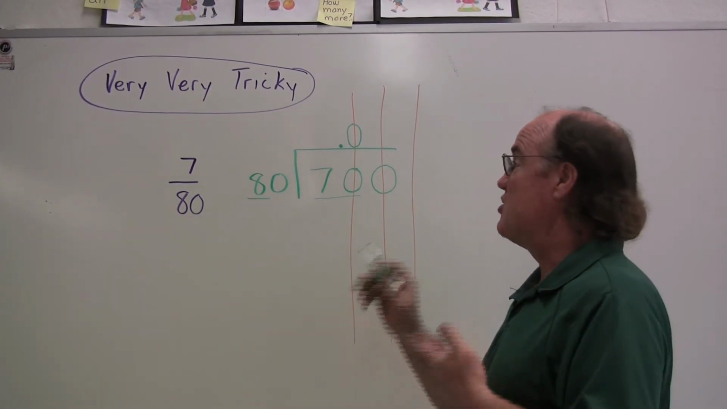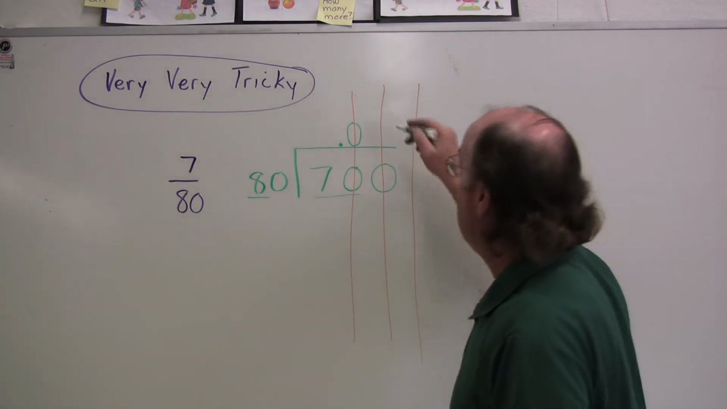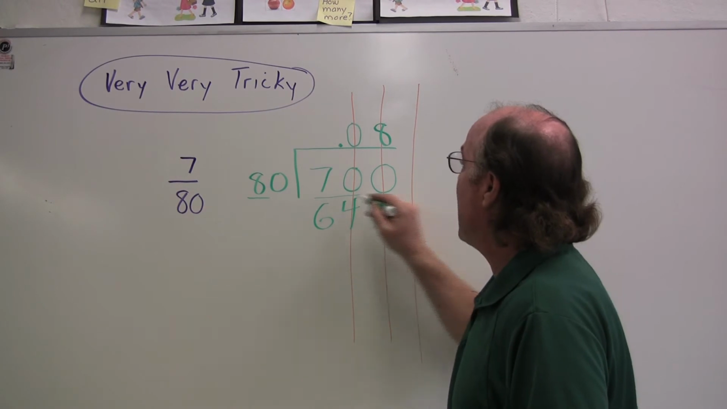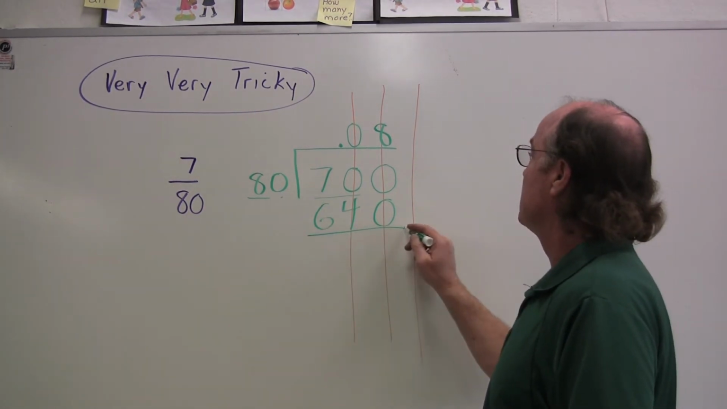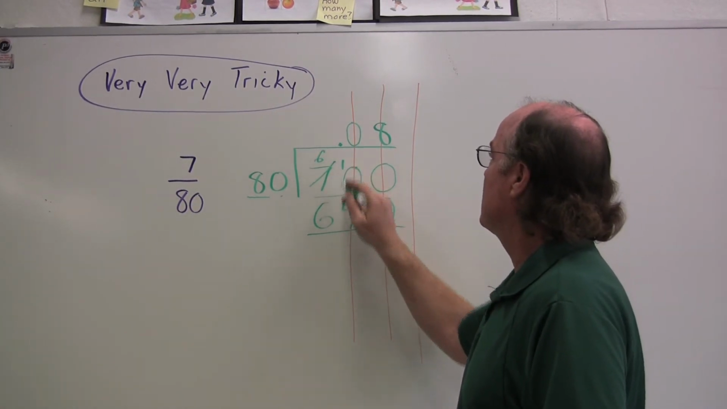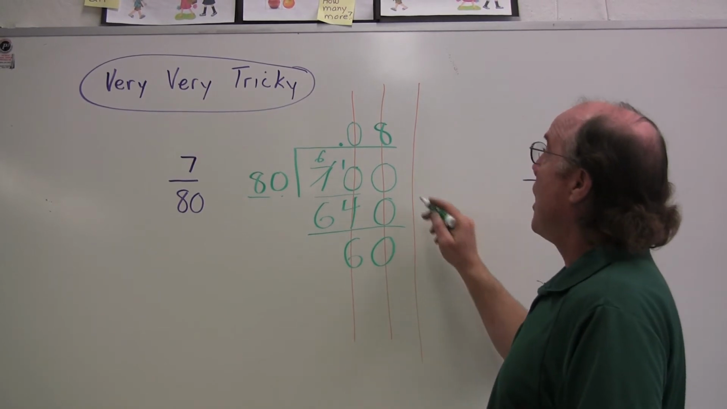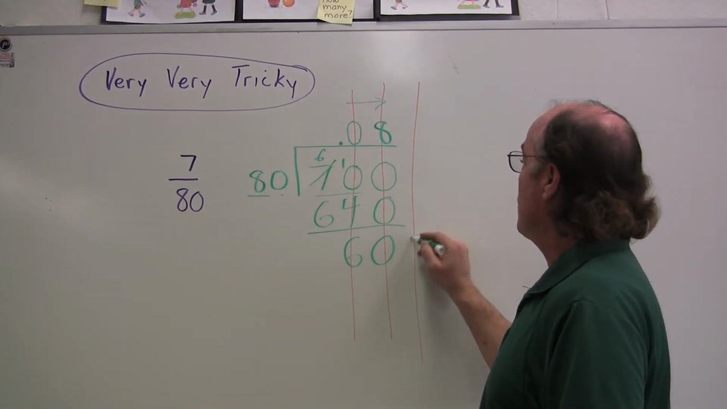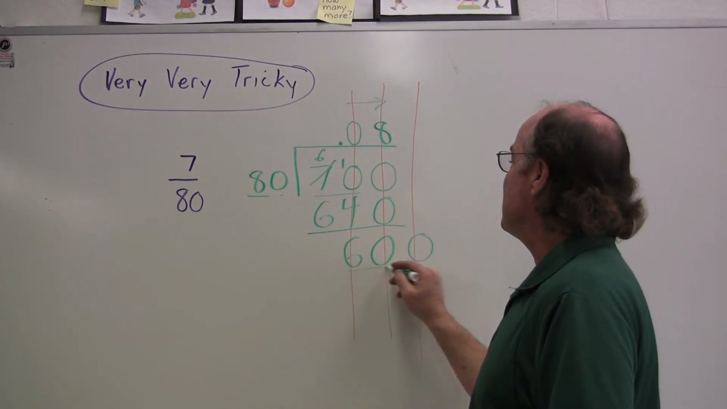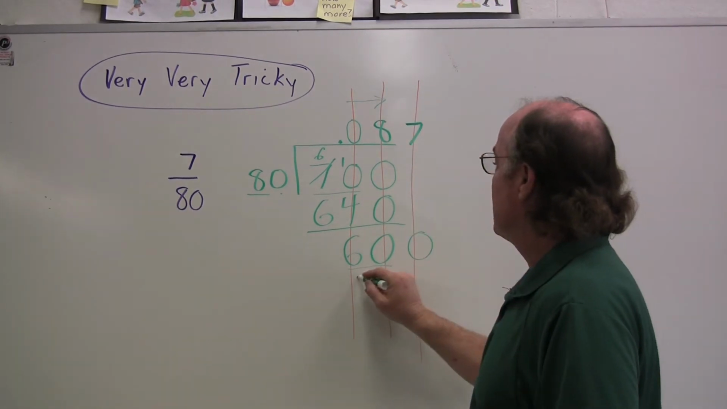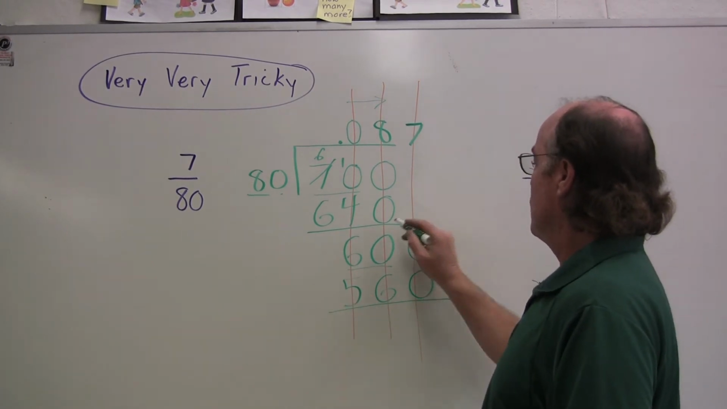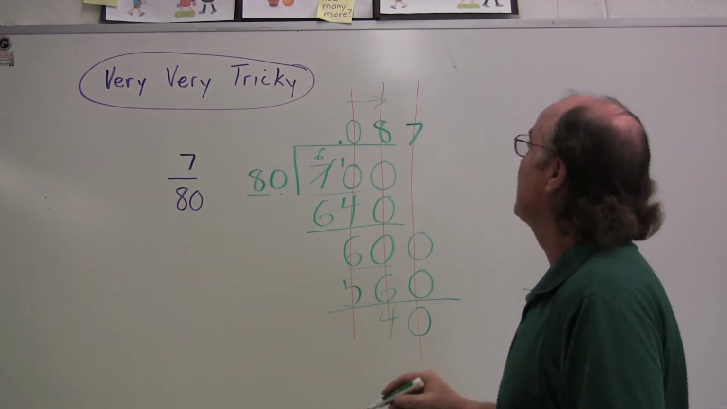8 times 9 is 72. No, so we go 8 times 8 is 64. And then we add that 0 there. And then 70 minus 64, go ahead and carry. We have 60. Now since it's after the decimal, we put the 0. So 80 into 600. 8 into 60 is 7. And we get 8 times 7 is 56 and a 0. We subtract and we get 40.